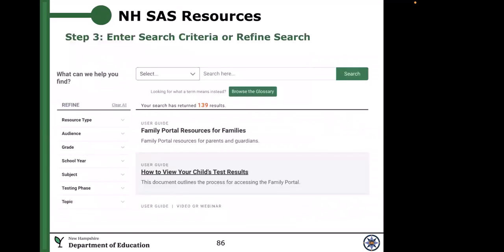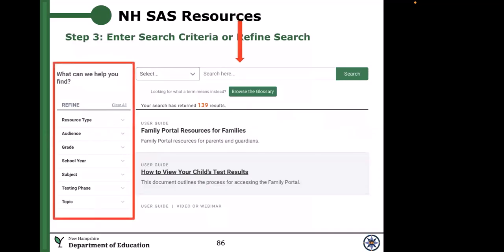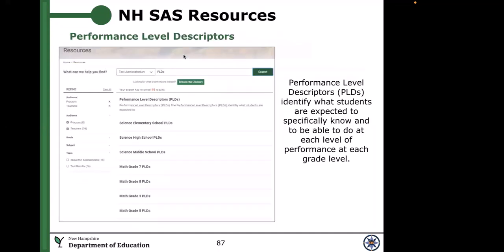Once you're on the resources page, you're able to search either by entering in your search criteria or refining your search criteria on the left-hand side here. You can also in this area select one of these areas and then search with that. So here are a couple of the really important materials that we find are helpful with the modular assessments and just in general on that portal.